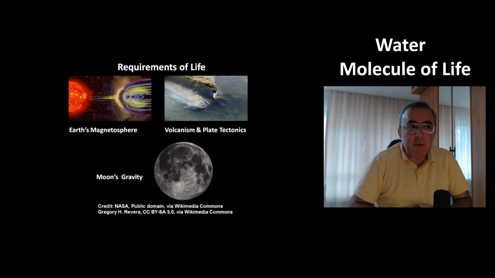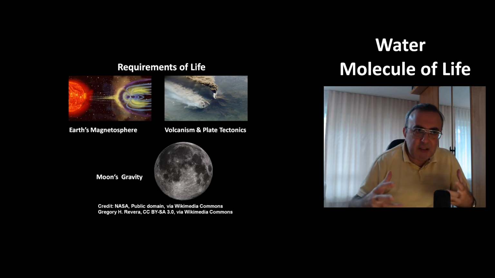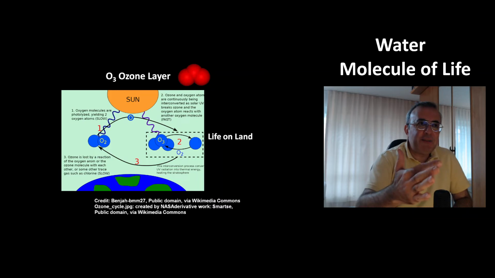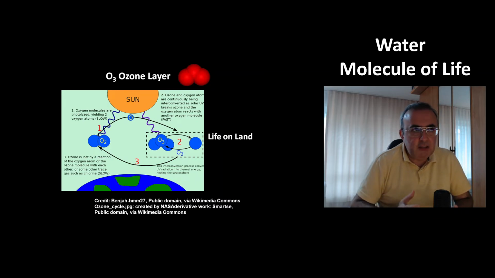And one more requirement is the moon's gravity. This is like a big mixer. It mixes all the water masses, and so the molecules and ions can react, and you can have biochemistry, and that also supports life. This is one important requirement for life on land. That's the ozone layer. You can see ozone is also a bent molecule, a bit like water.